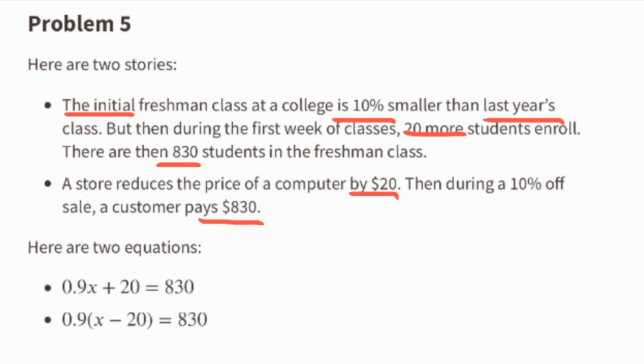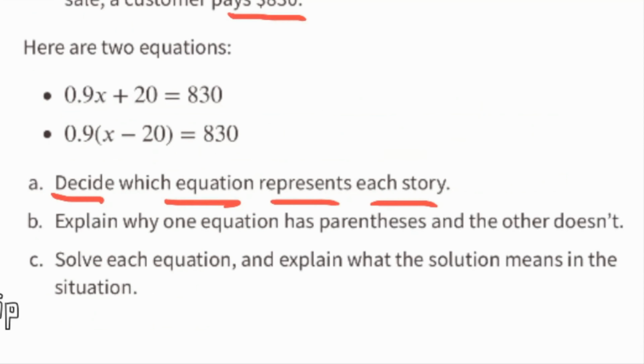Problem number 5. Here are two stories. The initial freshman class at a college is 10% smaller than last year's class. But then, during the first week of classes, 20 more students enroll. There are then 830 students in the freshman class. A store reduces the price of a computer by $20. Then, during a 10% off sale, a customer pays $830. Here are two equations. A. Decide which equation represents each story.